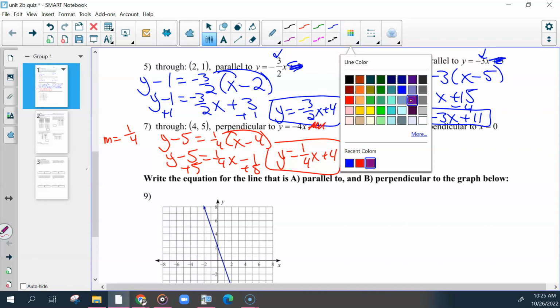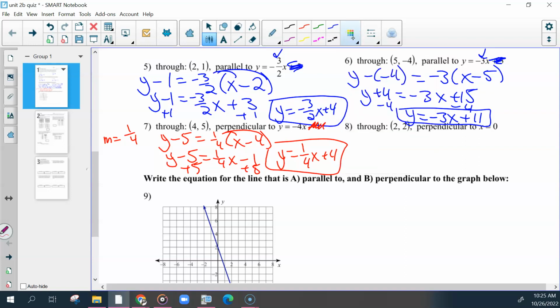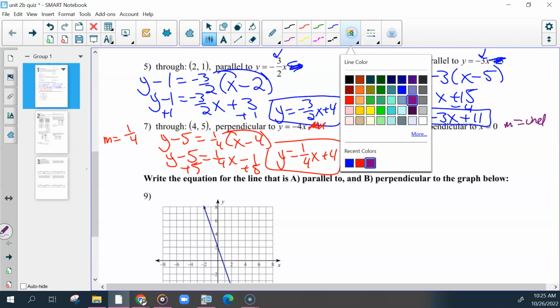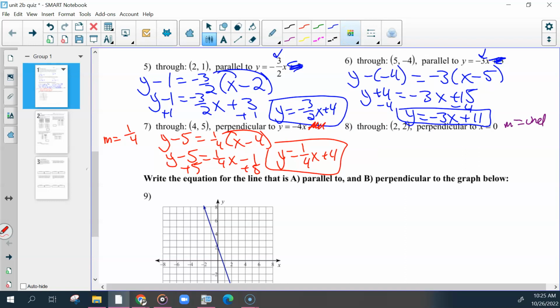And then for 8, there were two ways you could go about doing this, one with work and one without. The one with work is you would have to know what this slope is, and then you would have to know what the opposite of that would be, which is 0. A lot of you figured that part out.